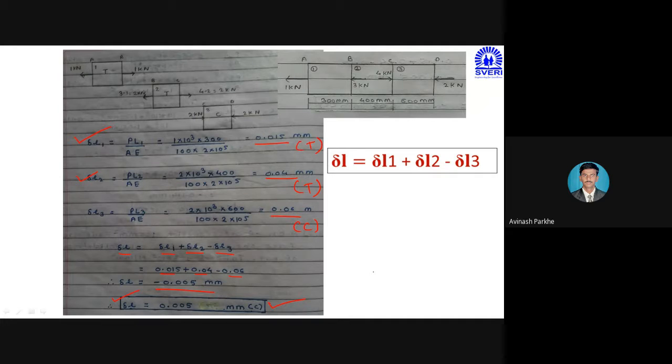Please check your answers. You can zoom your display from your side, so you will get the total solution, whatever I have represented in front of you. Please check the delta L1, delta L2, then delta L3 calculations, and then I have kept them in the total deformation formula. You will get the final answer negative, means there is a decrease in length.